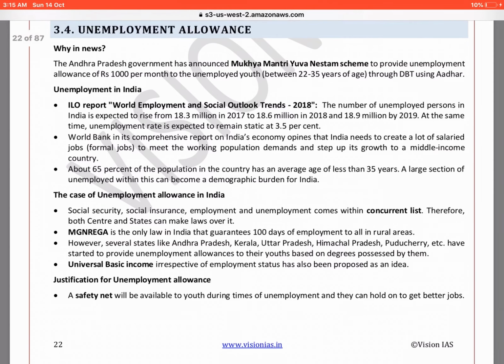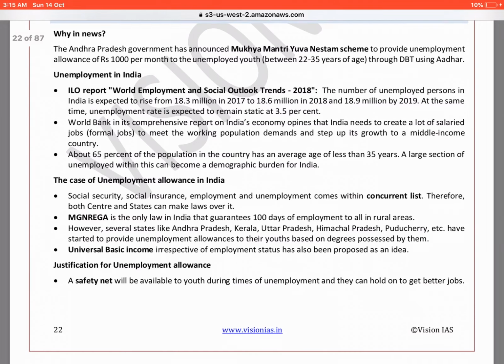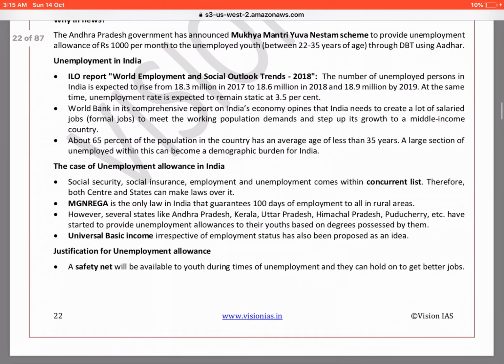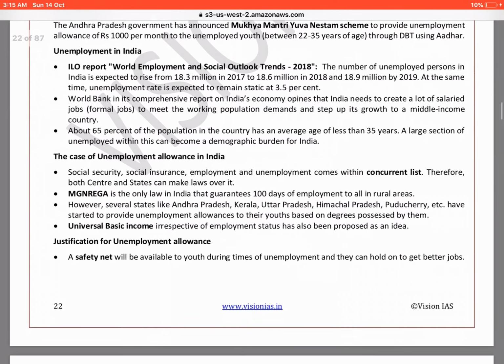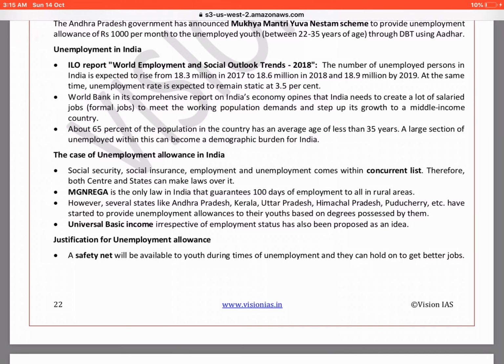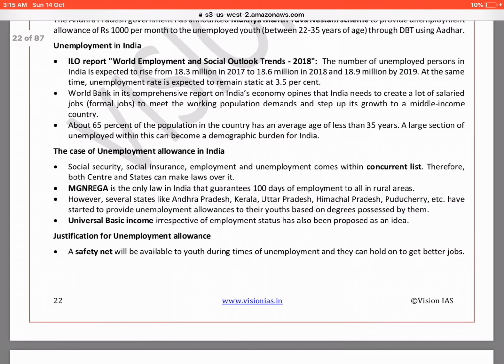So the International Labour Organization report, World Employment and Social Outlook Trends. You must remember, not should but must remember, which all reports the ILO publishes. So World Employment and Social Outlook Trends 2018: the number of unemployed persons in India is expected to rise from 18.3 million in 2017 to 18.6 million in 2018 and 18.9 million by 2019.